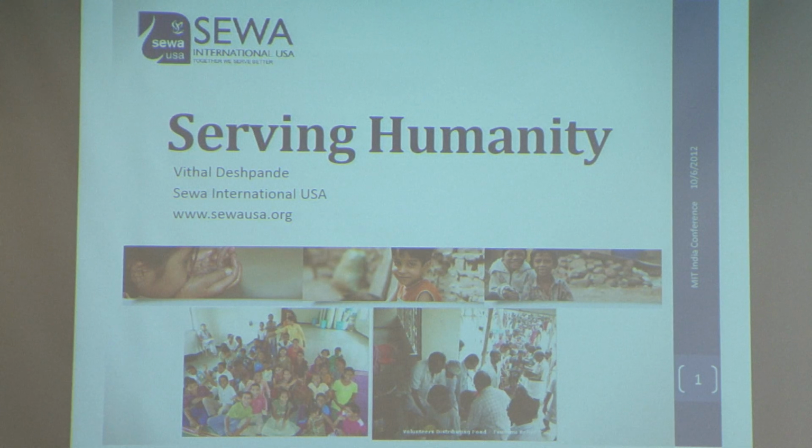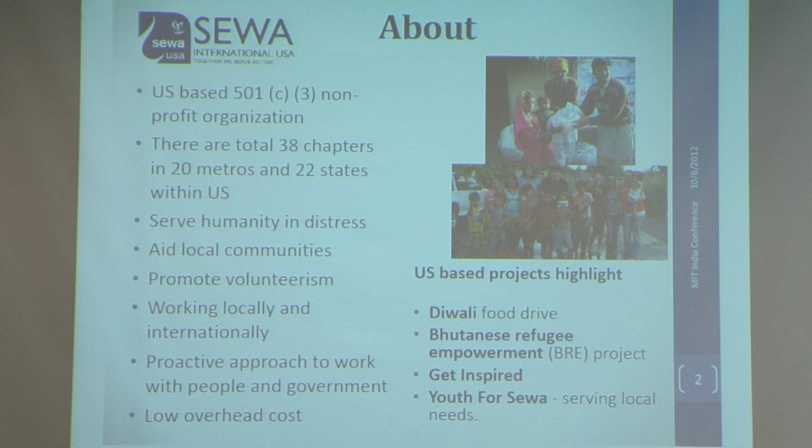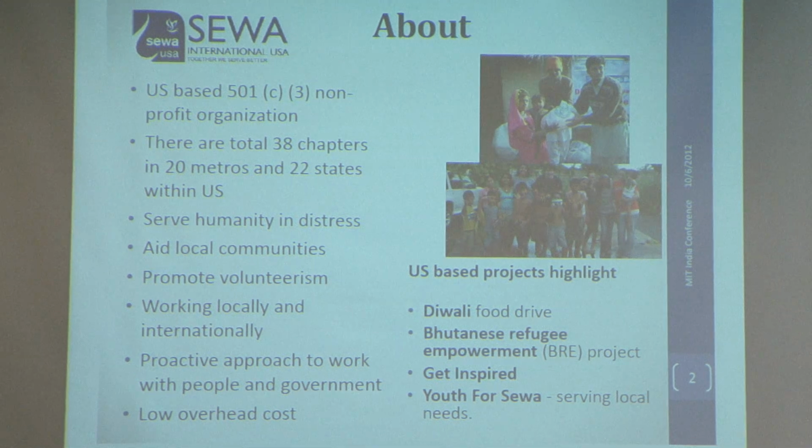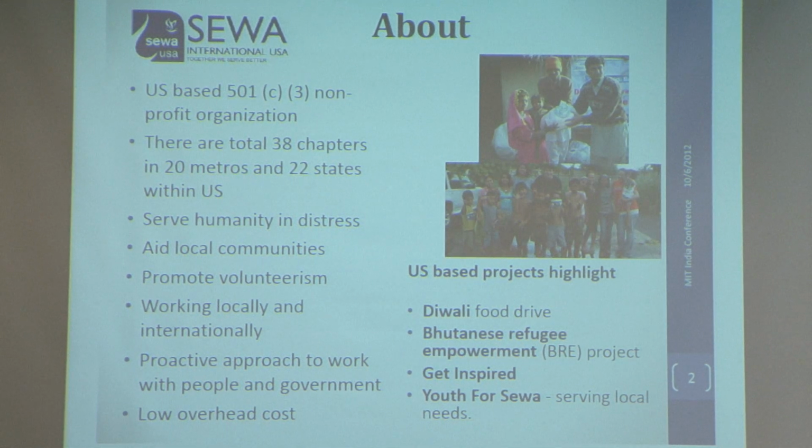Seva, I'm going to give you a very quick synopsis of what we are. It is a 501(c)(3) non-profit organization. It's a faith-based organization. There are a total of 38 chapters in 20 metros, 22 states in the US. The aim is to serve humanity in distress. We have had a lot of projects, even in the US during Katrina, then outside the US in Haiti and the Peru earthquake, and many projects obviously in India that I'm coming to on the next slide.